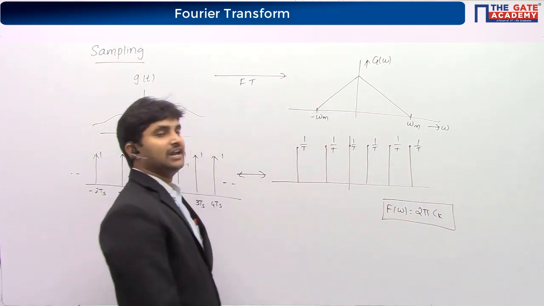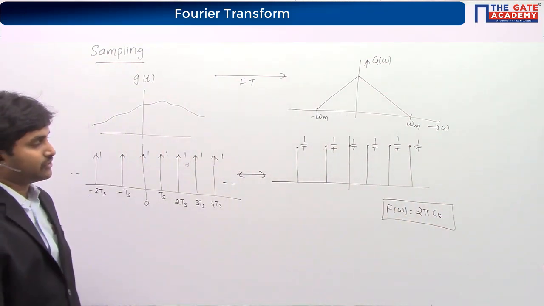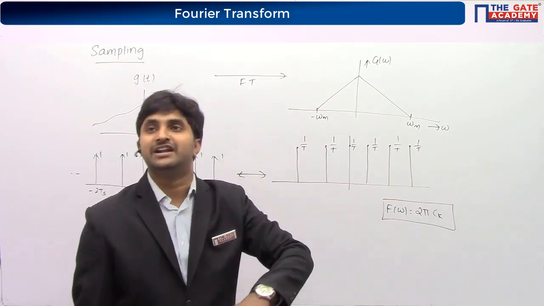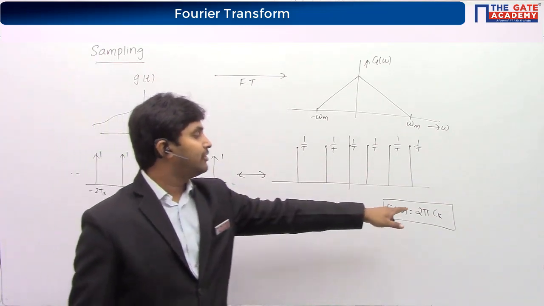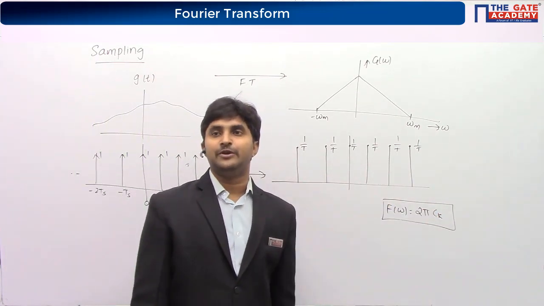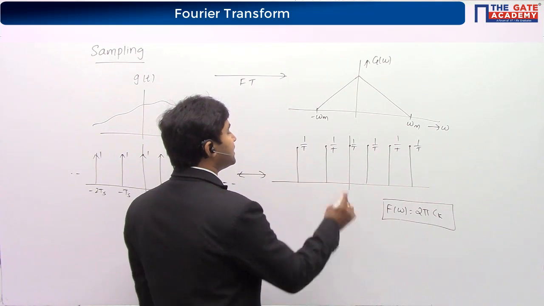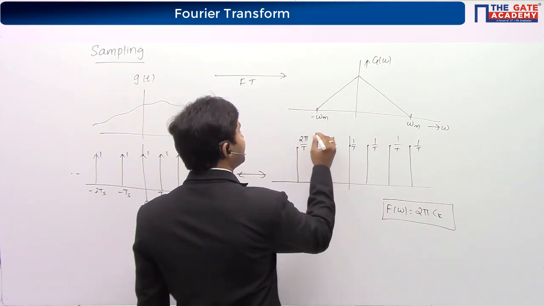Okay, so this is the relation that we have learnt, that the Fourier series and Fourier transform for a periodic signal are related like this. The Fourier transform of the same train of impulses will be 2 pi times Ck. So everywhere I'll write 2 pi.